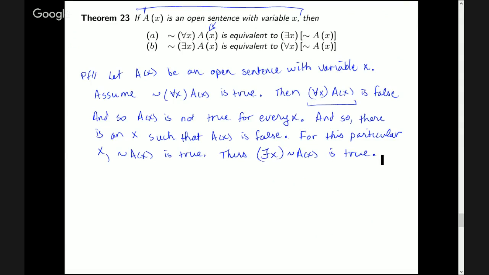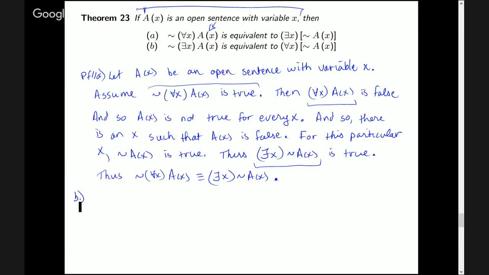Now, I assumed that this one right here was true. I got to this one right here is true. So they're equivalent statements. We use our vertical lines, 3 of them, to say equivalent. This is for part A. Let's do part B. We have the same assumption for part B.